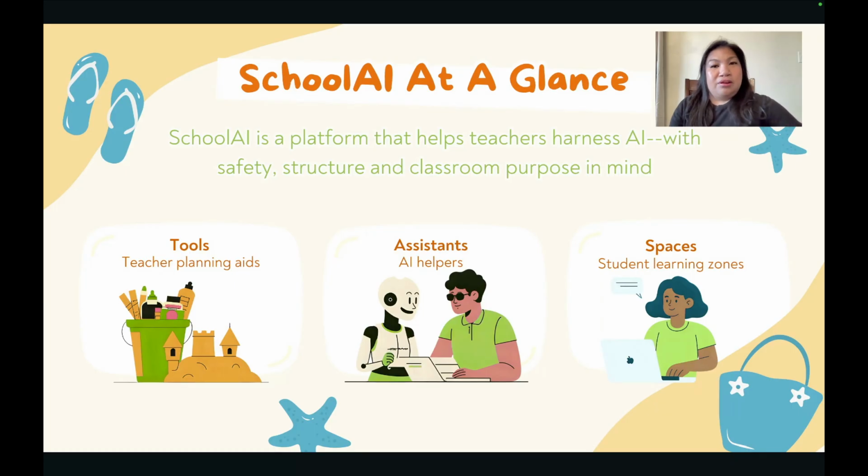Assistants are AI helpers or chatbots that are programmed specifically for teachers. The last component of School AI is Spaces, and this is the student-facing part of School AI. Spaces are student learning zones, or technically they are chatbots that are programmed specifically for student use. The key thing to know about School AI is that it was built with educators in mind. So we have three keywords here: safety, structure, and purpose.